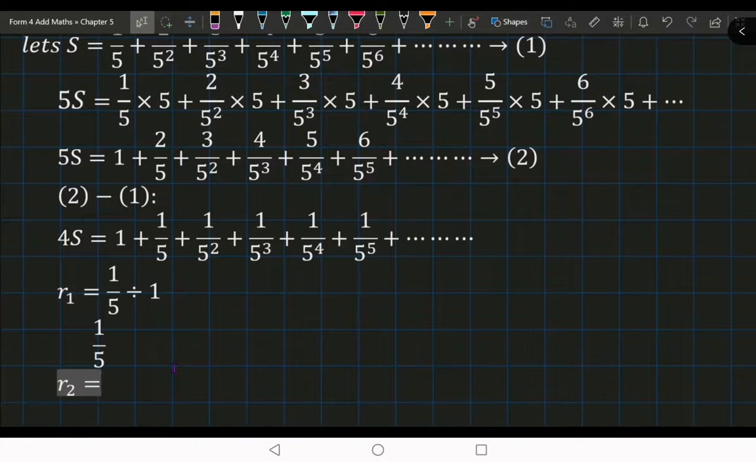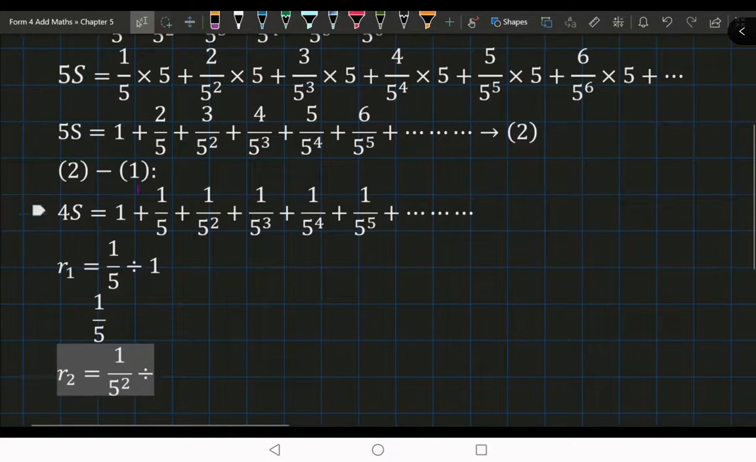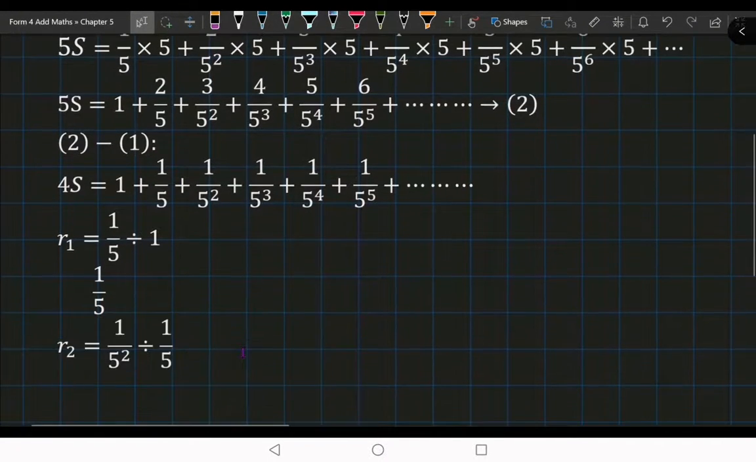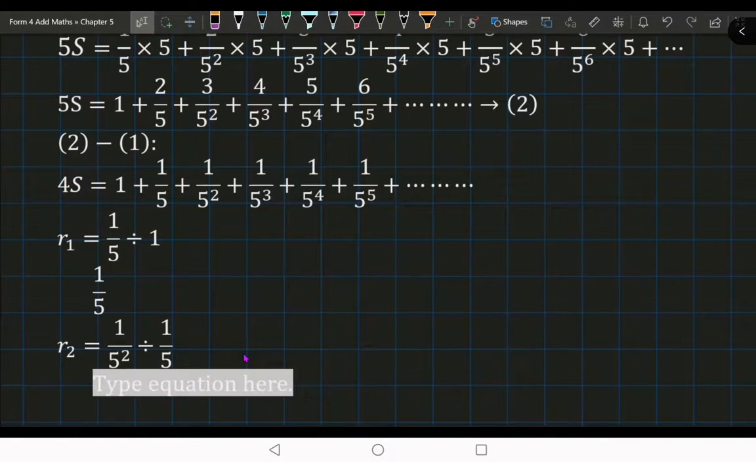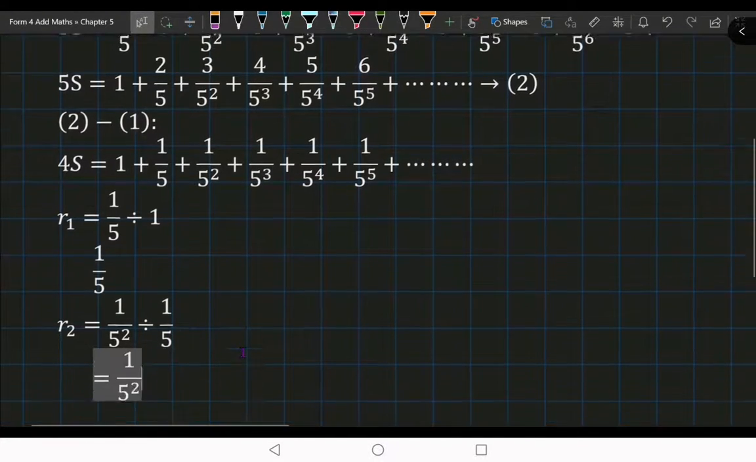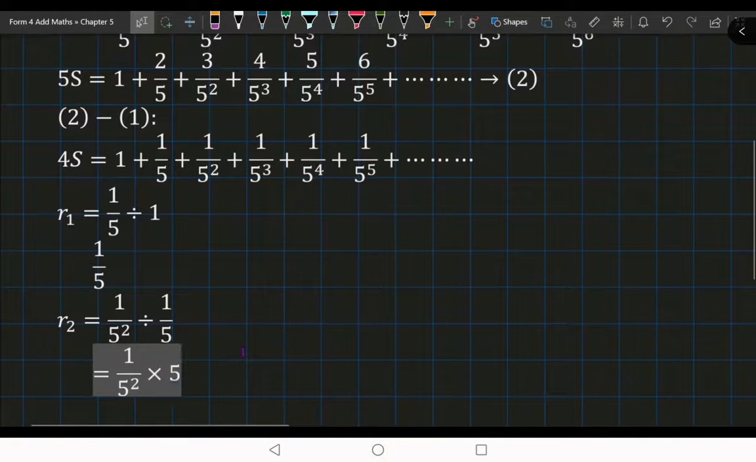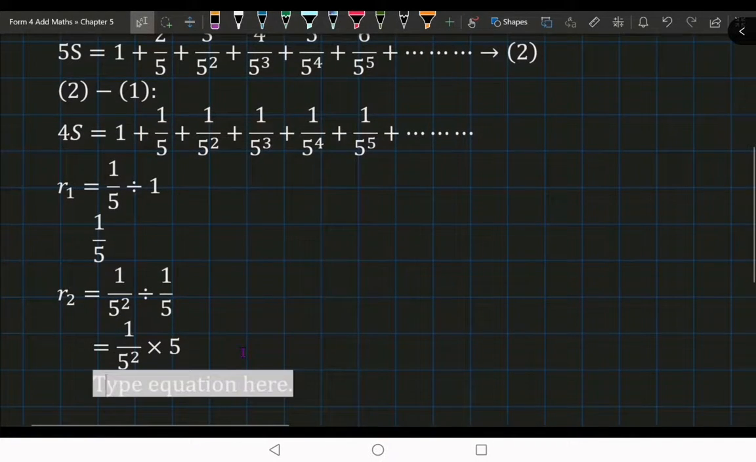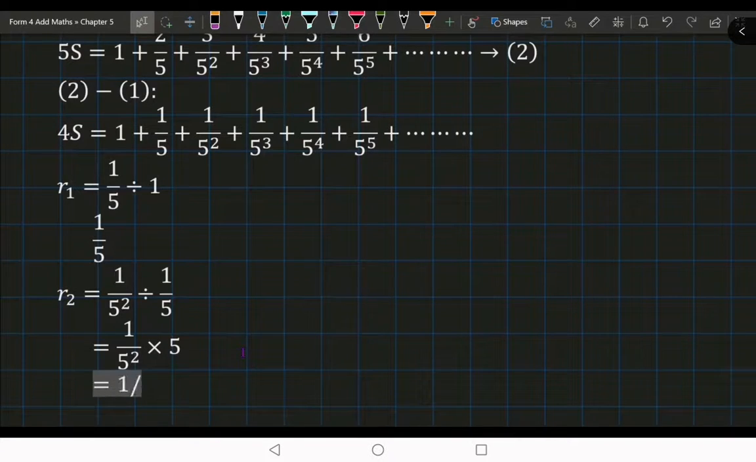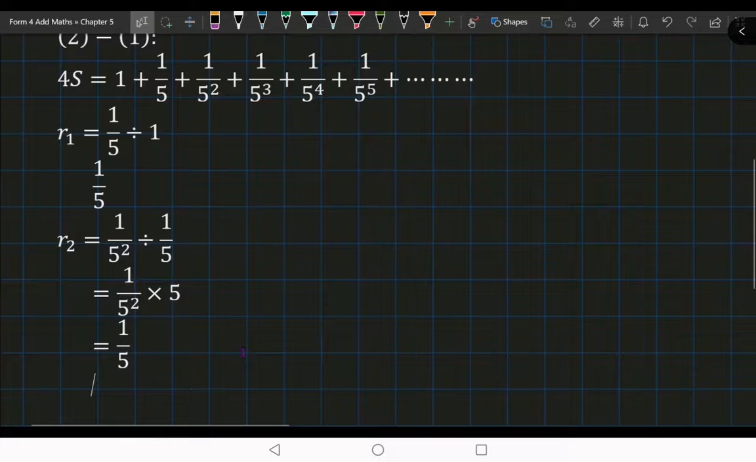The third term divided by the second term. Simplifying, we get 1/5 cubed times 5. This means we get the answer as 1/5 also, the same thing.